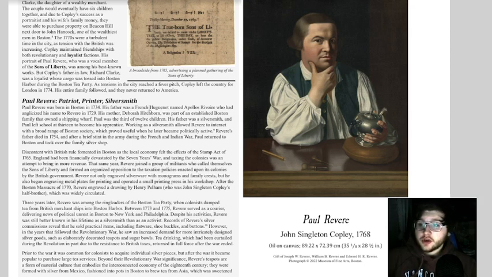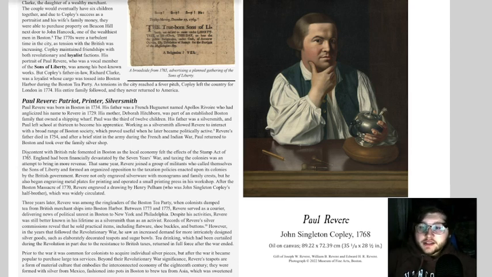Really quickly, a Huguenot is a soldier for hire. Sorry, not soldier. It's a religion. It's a Protestant religion. So he was a French Huguenot. It's a specific sect of Protestantism.